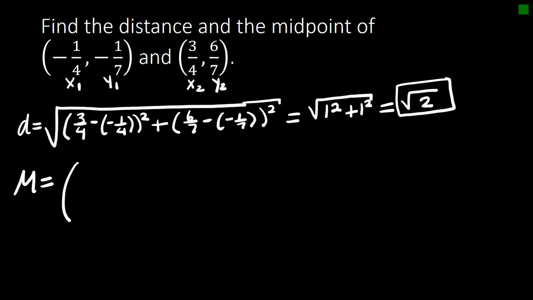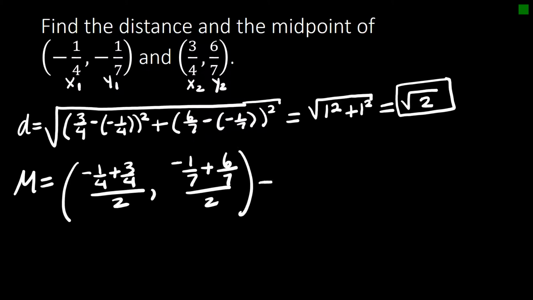The midpoint, we have x1 plus x2. So we have negative 1/4 plus 3/4 divided by 2. Then we have our y1, negative 1/7, plus our y2 is 6/7 divided by 2.